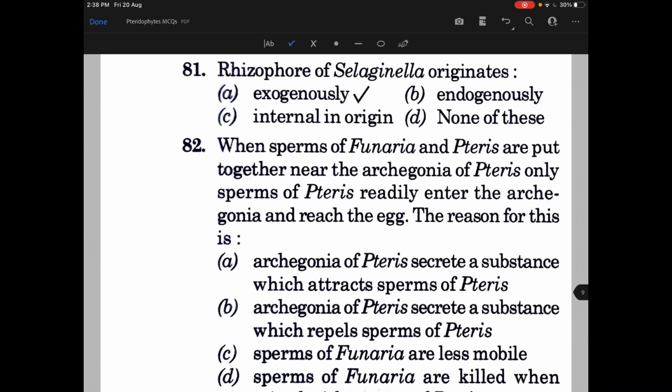Next, when swarms of Funaria and Pteris are put together near the archegonia of Pteris, only swarms of Pteris readily enter the archegonia and reach the egg. The reason for this is dash. The answer to this is A, that is archegonium of Pteris secretes a substance which attracts swarms of Pteris only.